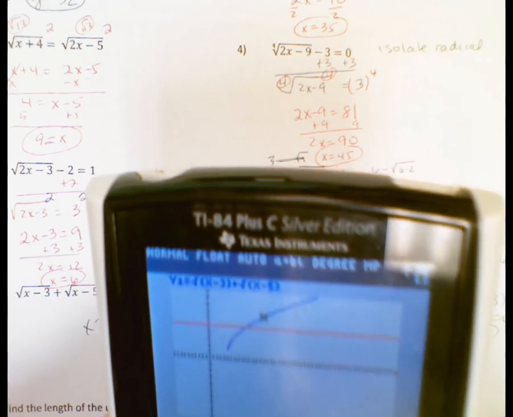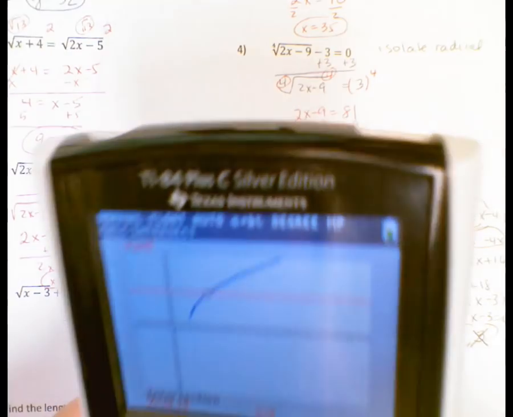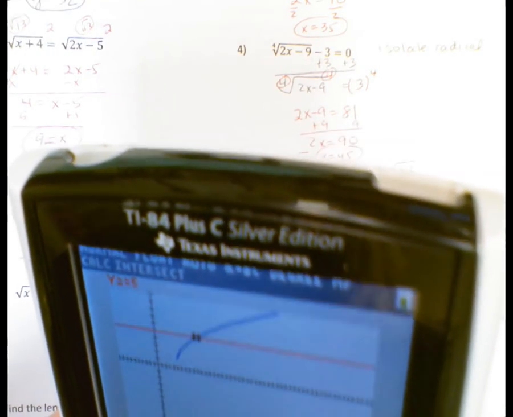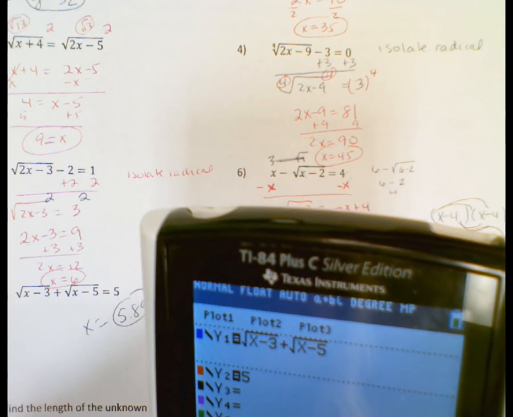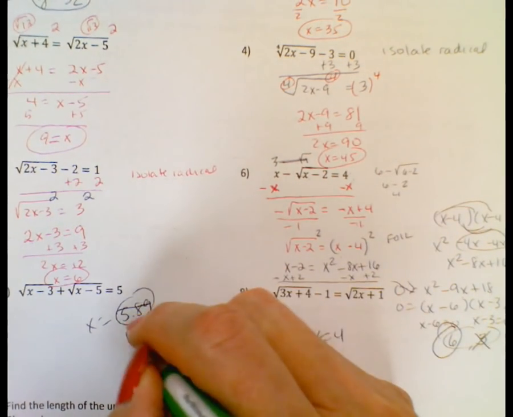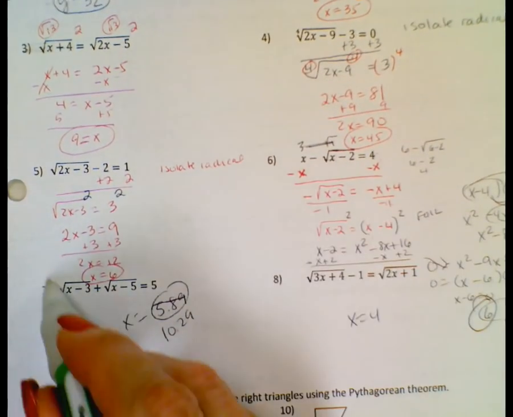Second trace, intersect, 1, 2, 3. Oh my gosh, I got 10.29 this time. What is the answer? I got 10.29 that time. I don't know what. I'm going to have to do this one by hand. Oh, I'm just going to come back to this one.